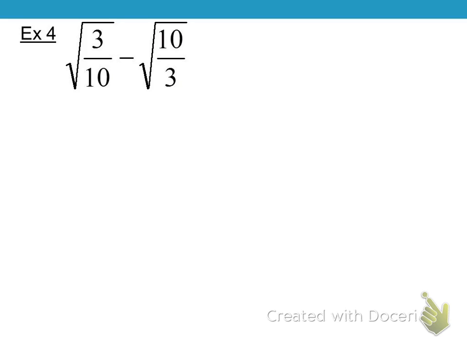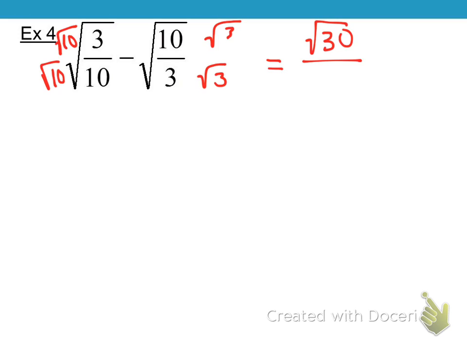Yeah, so the first one, first of all, I'm going to break it up, square root of 3 over square root of 10, square root of 10 over square root of 3. Then this one's going to get square root 10 over square root 10. This one's going to get square root 3 over square root 3. Okay? So I end up with square root 30 over, that's going to give me 100 in a square root, which is just 10, right? Minus, in the back I have square root 30 over 3.